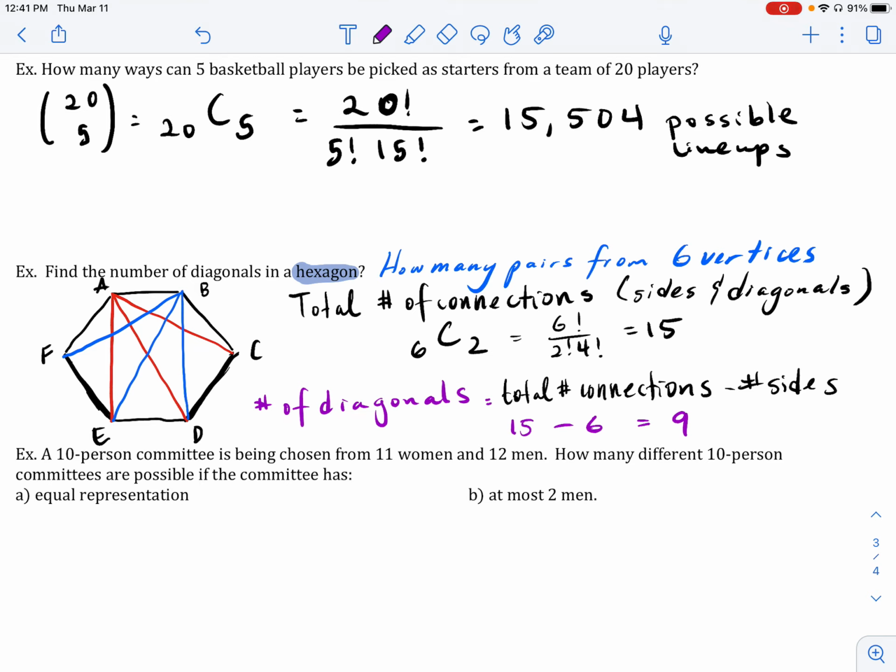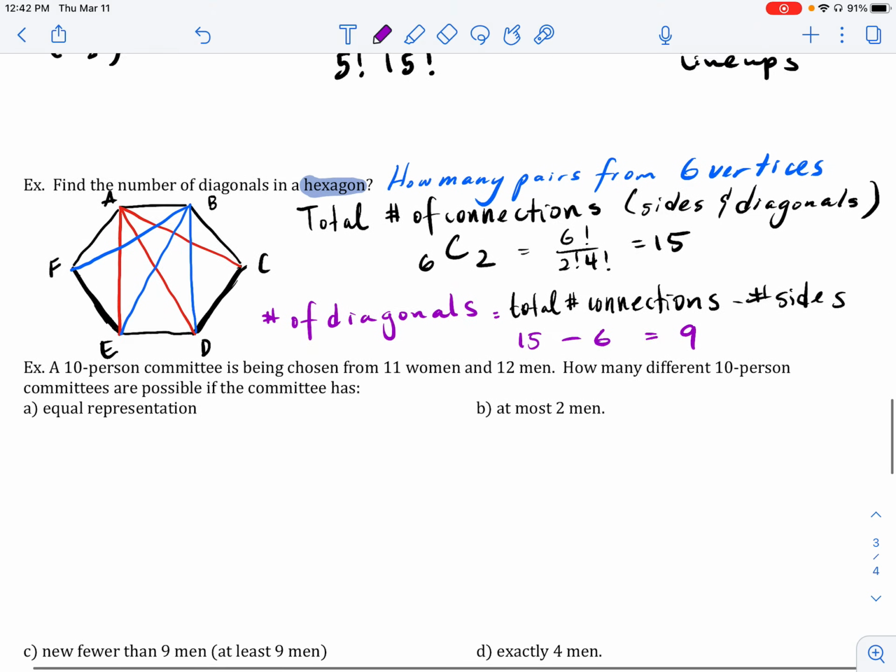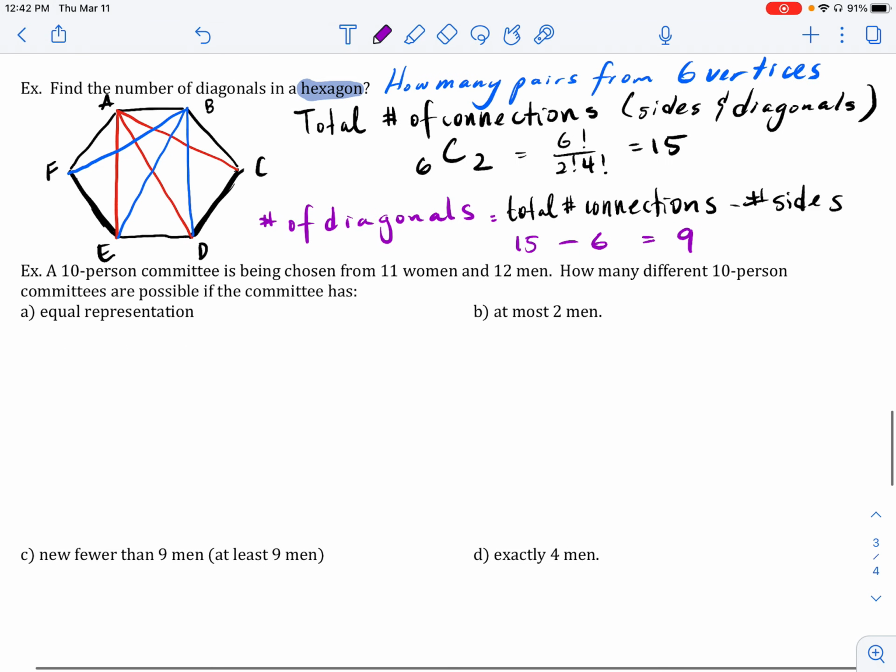So again, could you have done this problem just by drawing the diagonals? Yes. But what if we had a polygon with many more sides or many more possible diagonals? We want to make sure we also know how to use combinations to find that one. All right, let's look at the last set of problems here.